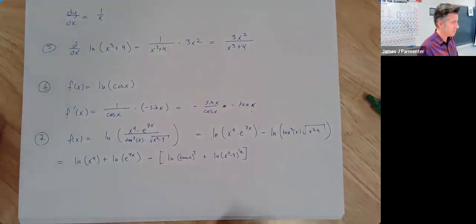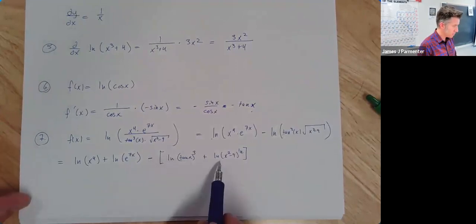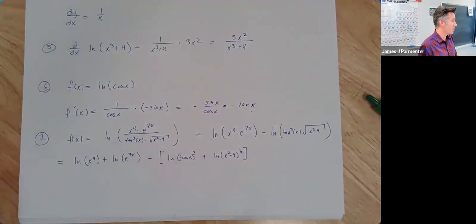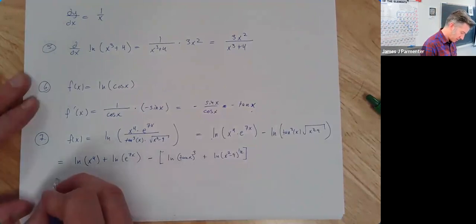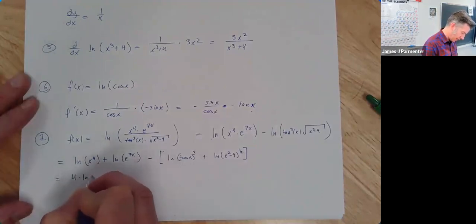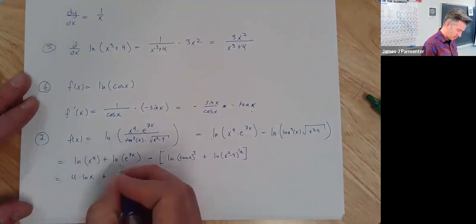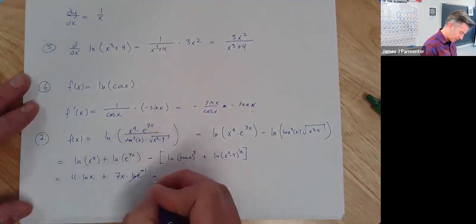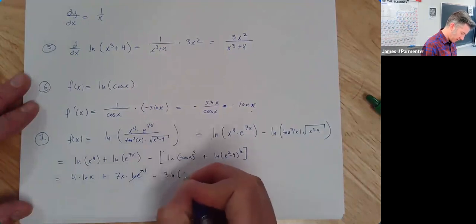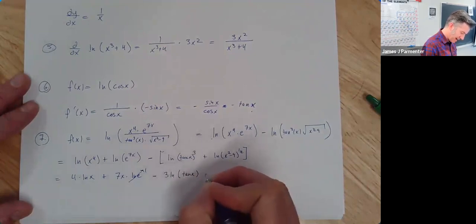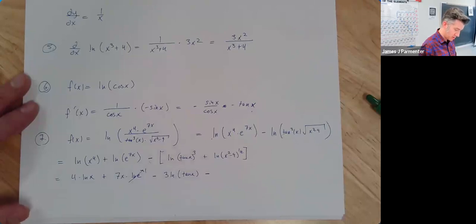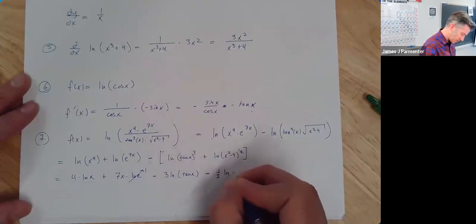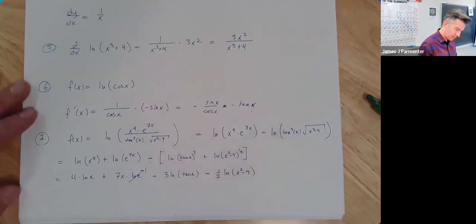Okay, 2 more steps all in one. One thing I'm going to do is distribute this minus sign. And the other thing I'm going to do is bring down the powers. So this is going to actually be 4 times natural log of x. This is going to be 7x times natural log of e. And I'll point out that natural log of e is just 1. Minus 3 times natural log of tangent of x. Minus, because the minus sign distributes, 1/2 times natural log of x squared minus 9.